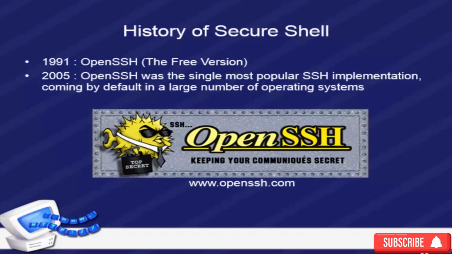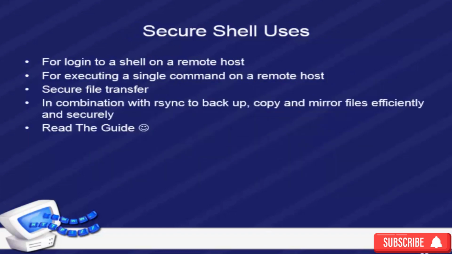And with this we took an overview of the history of Secure Shell, so let's move to some of Secure Shell's uses. We use SSH for logging into a shell on a remote host. We use SSH for executing a single command on a remote host. We use SSH for secure file transfer, and we can combine SSH with rsync to back up, copy, and mirror files efficiently and securely. For more information about Secure Shell uses, please read the guide which comes with this course.